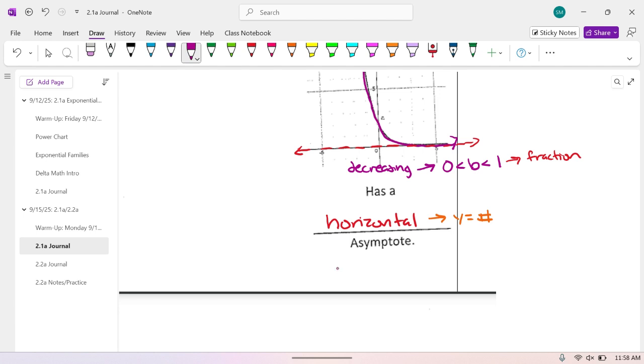So for example, again, asymptote just means a line your graph never crosses. It can be a vertical line. It can be a horizontal line. It can be a slanted line. However, we don't do slanted lines in this class. You'll only see asymptotes either vertical or horizontal. All right.